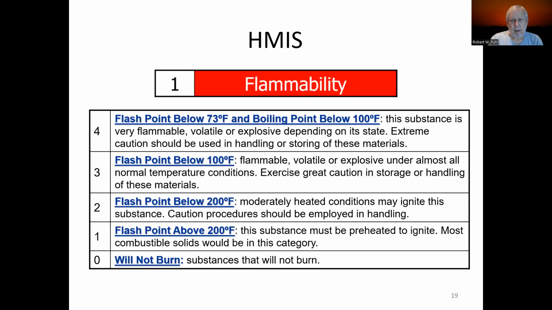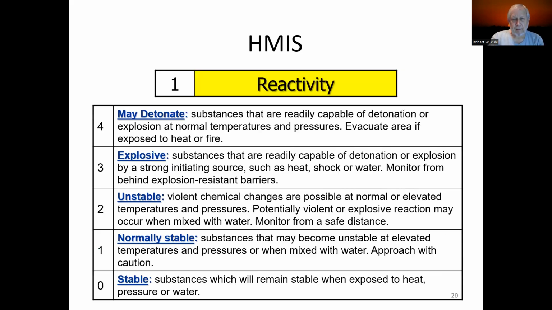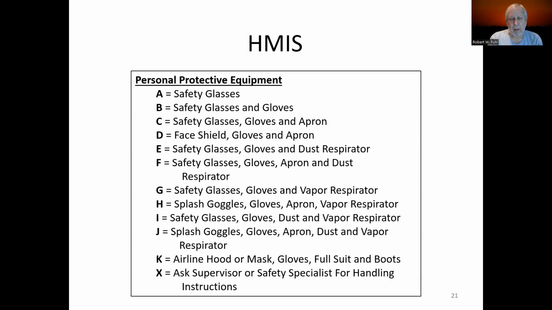That's for sure. Flammability 4: flash point below 73 degrees and boiling point below 100 degrees. This substance is very flammable, volatile, or explosive, depending on its state. Extreme caution should be used in handling or storing these materials, and it goes down from there. Reactivity 4 may detonate: substances that are readily capable of detonation or explosion at normal temperatures and pressures. Evacuate the area if exposed to heat or fire. And that goes down to explosive, unstable, normally stable, and stable.